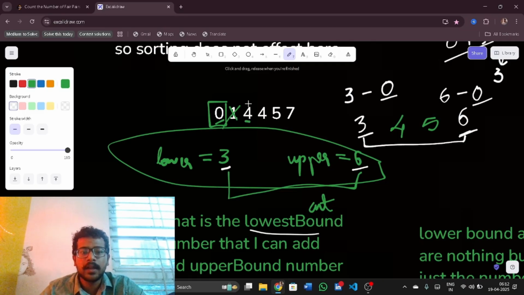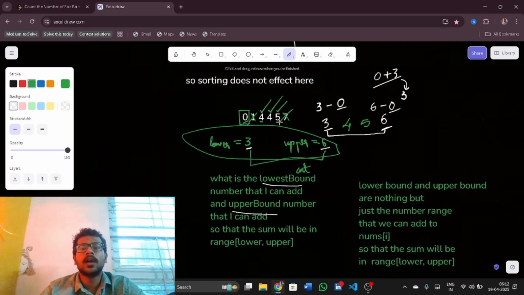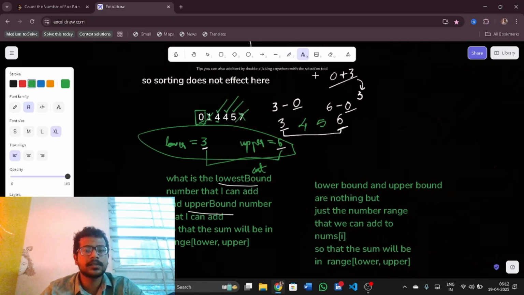4 is in the range. Okay, I am considering it. 4 is again in the range. Okay, I am considering it. 5, is it in the range? Okay, I am considering it. 7, is it in the range of lower bound and upper bound? No. Okay, I got an answer. Count will be 0 initially, but now I got 3 pairs.